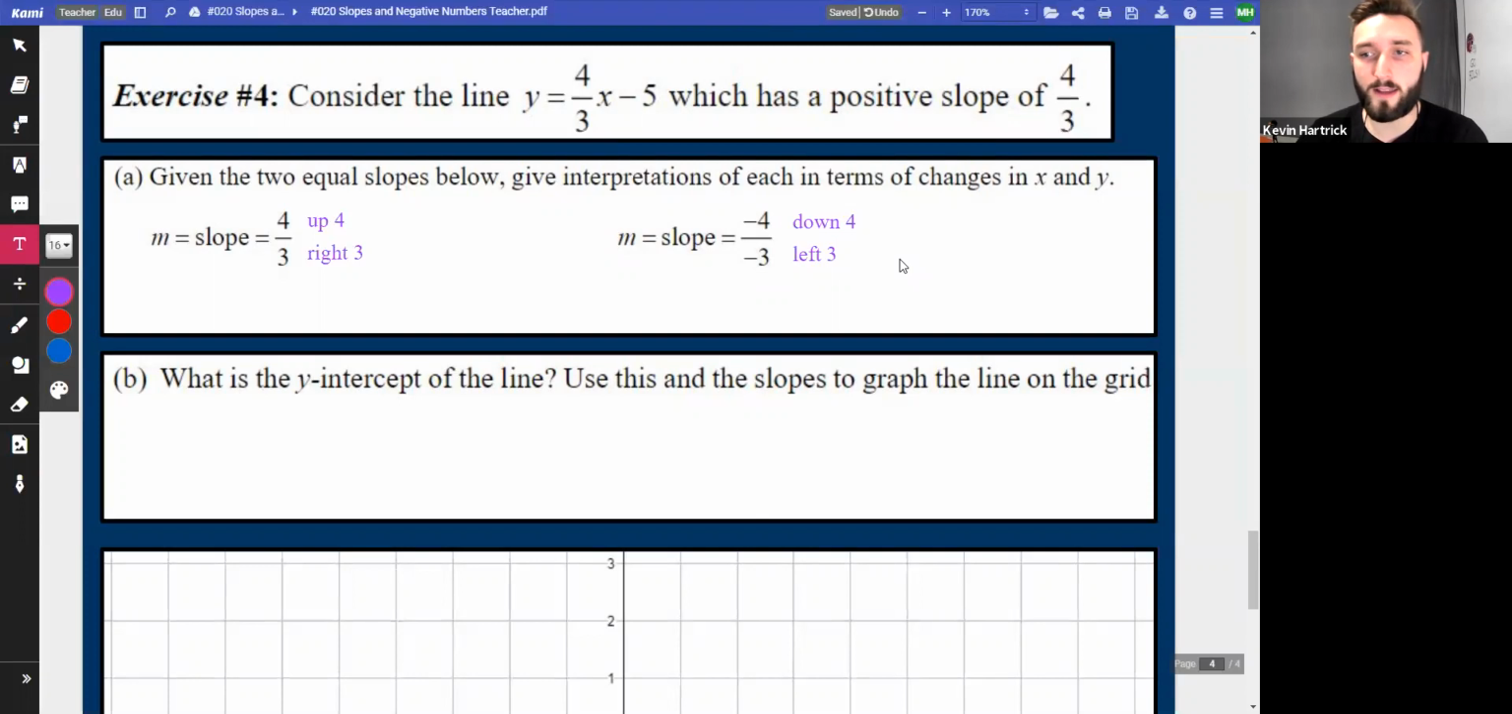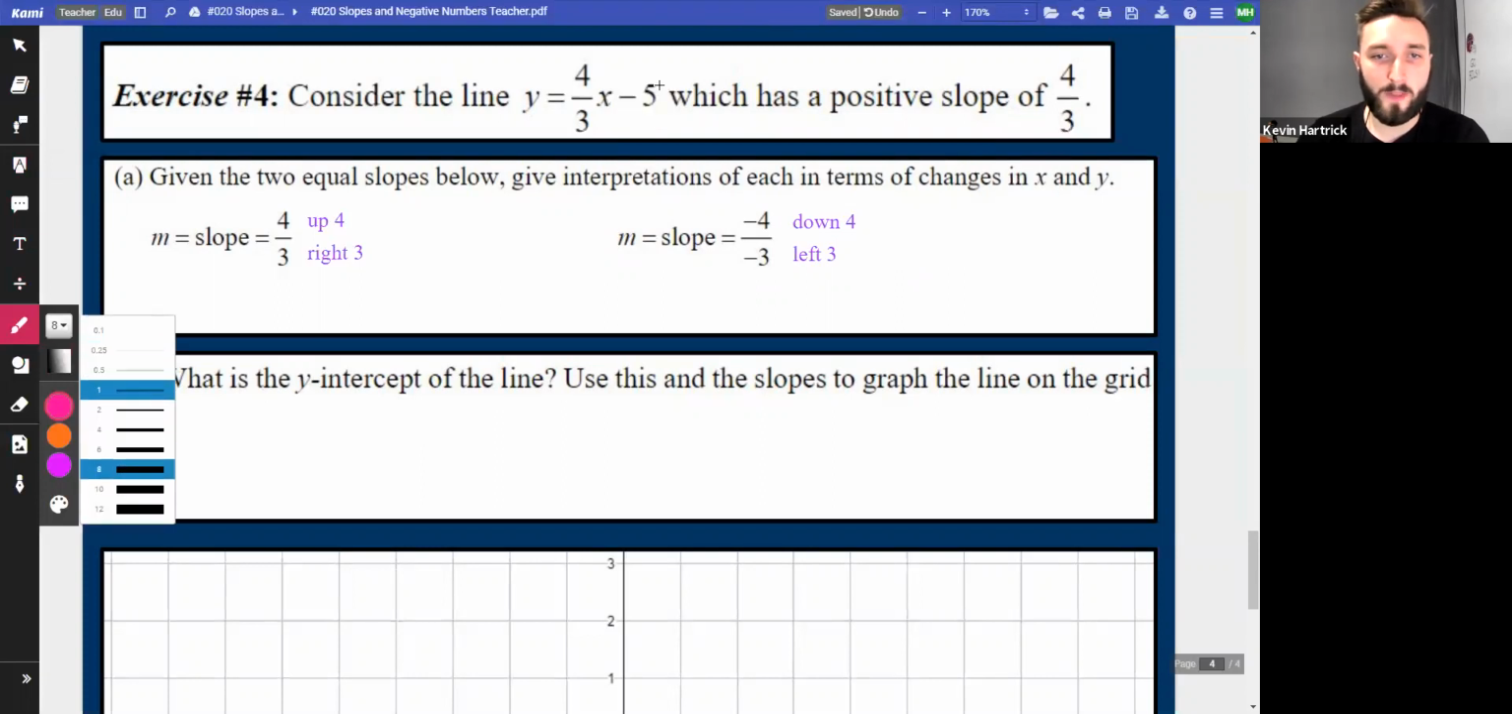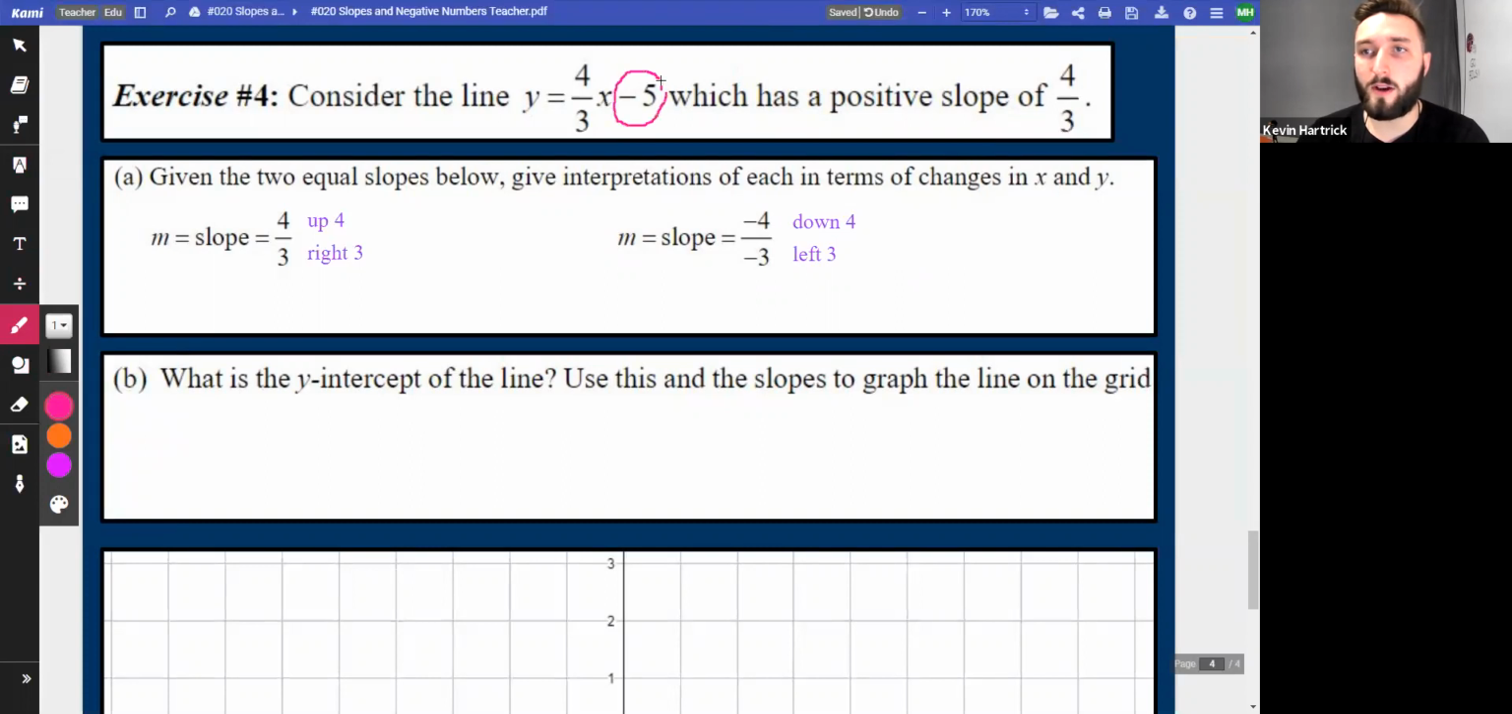But B says, what is the y-intercept? Well, the y-intercept we know is always on the back of the equation of a line, right? And we always need to consider that sign with it, because this is not a y is positive 5. This is b equals negative 5, which means we're going to start at negative 5 on the y-axis. So this is the first time we're considering a y-intercept that is on the bottom half of the graph.